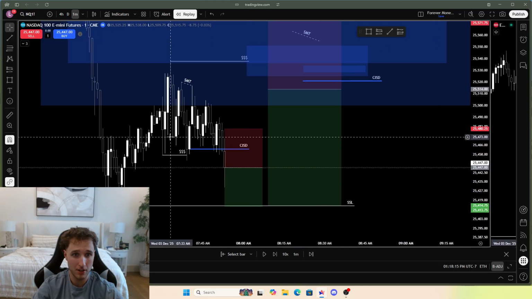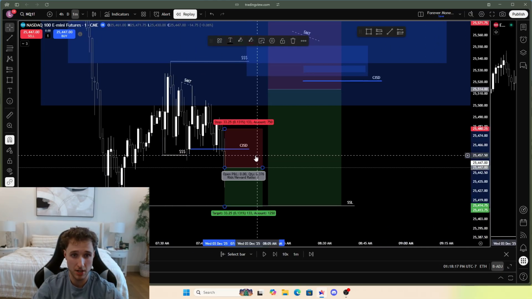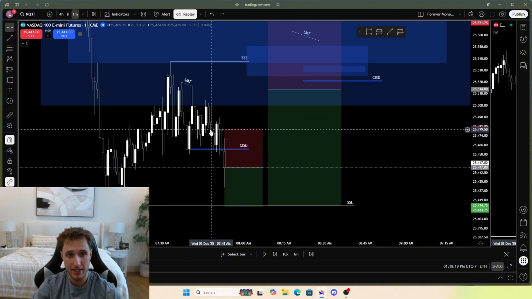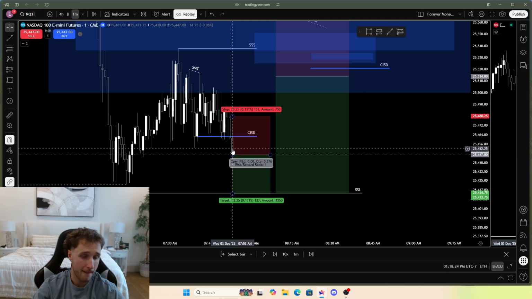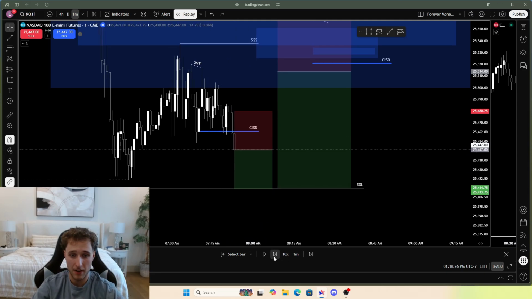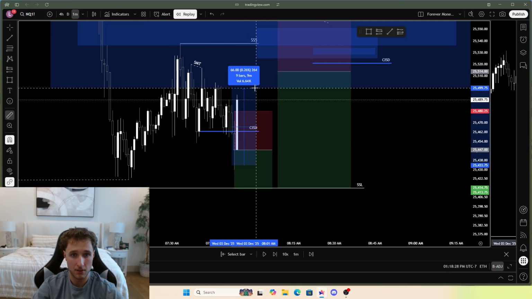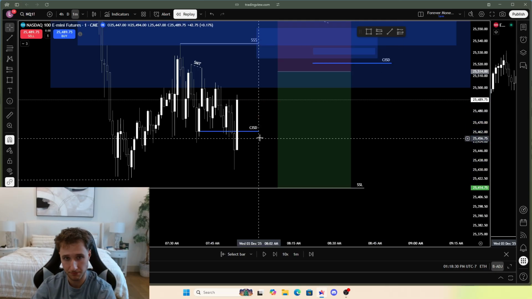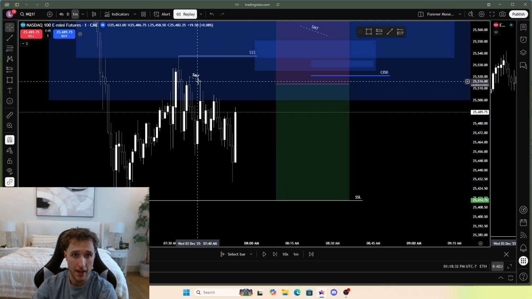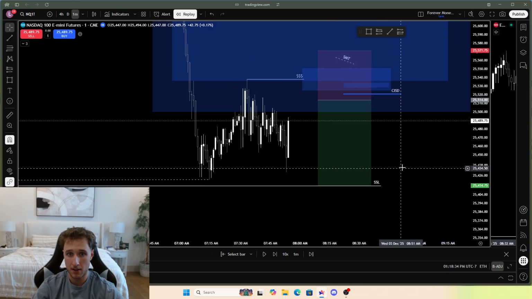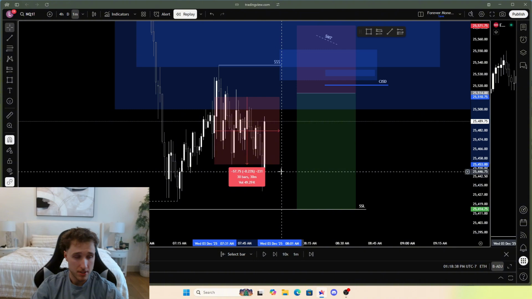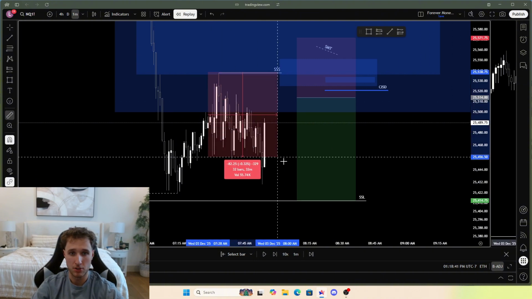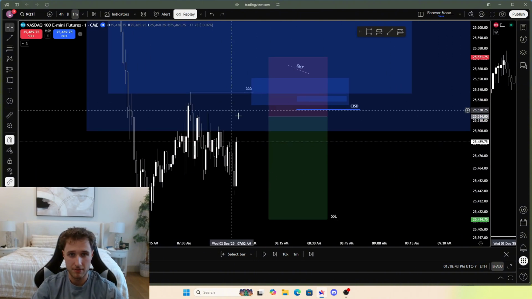So the model is here, right? We have an SMT, we have a change in the state. But when we're dilly-dallying around this change in the state, clear sign we should not be taking this. But I ended up taking it, and on the very next candle, I got stopped out. So not happy with this second trade. Again, a trade that really should have never been taken, even though the model was there. The model was there, but if we just look at this price action right now, very inefficient.